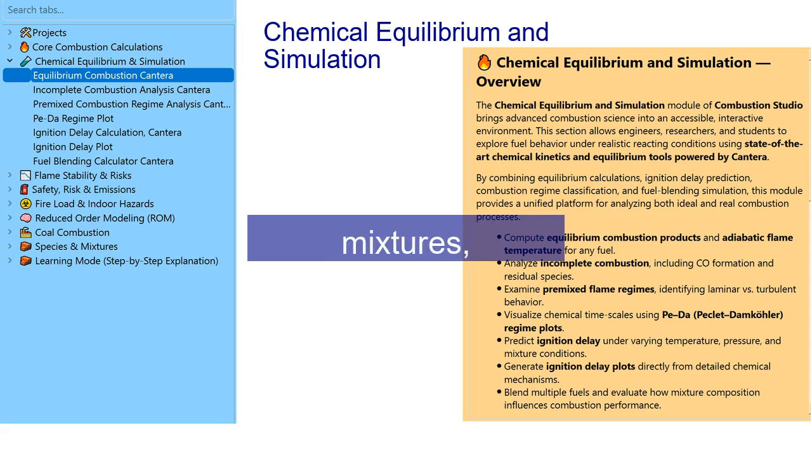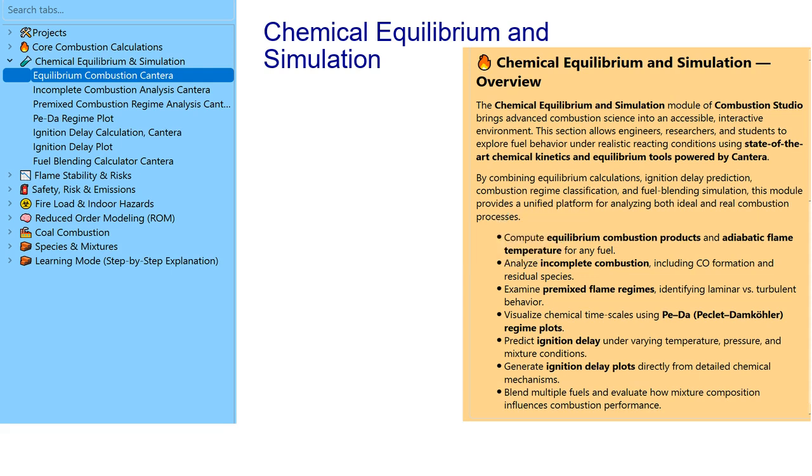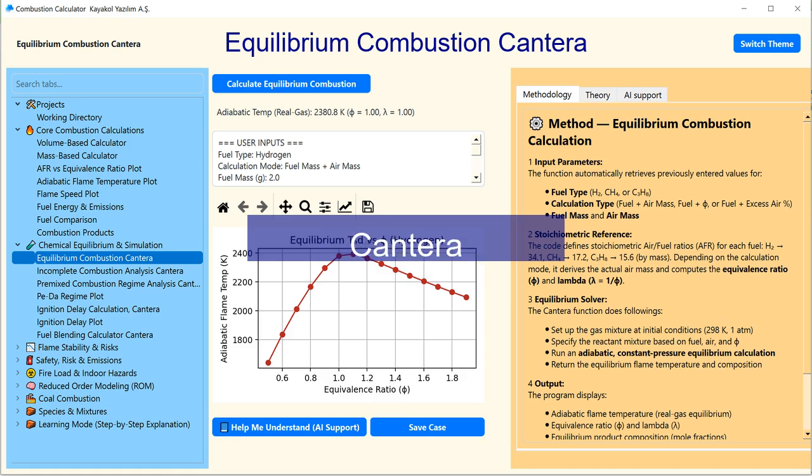Whether the user is designing burners, studying pollutant formation, optimizing fuel mixtures, or learning combustion fundamentals, the Chemical Equilibrium and Simulation Suite delivers a comprehensive, scientifically accurate, and intuitive environment for advanced combustion analysis. Equilibrium combustion, Cantera. This tab computes equilibrium combustion products and adiabatic flame temperature for any fuel. In this tab, the equilibrium state is determined using Cantera, a robust thermodynamic and chemical kinetics library.